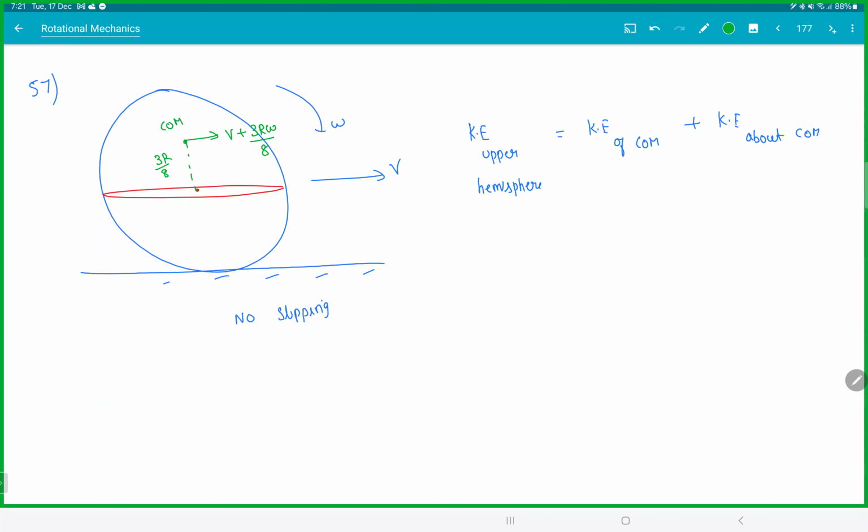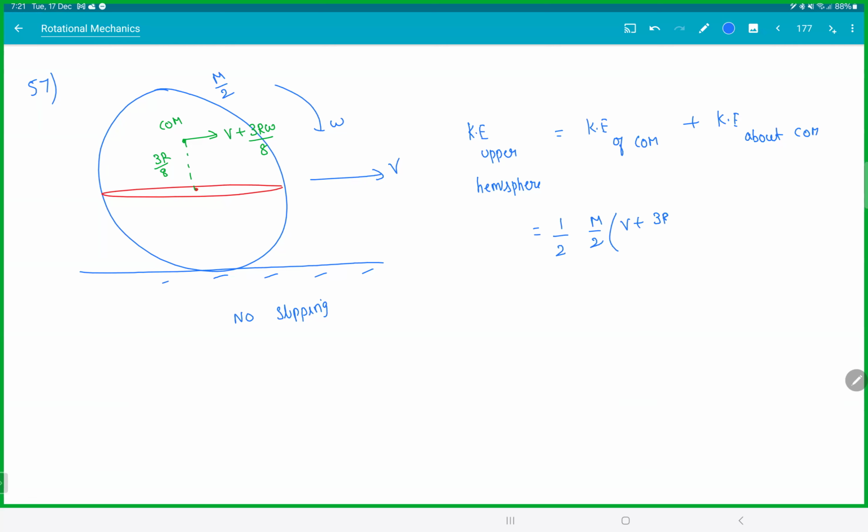Are you getting this? So for the upper hemisphere, the center of mass velocity is 3r omega by 8 plus v. So if you don't know your center of mass formulas, you will be gone. So this would be half. Again, you have to be careful now. Mass has become m by 2. You are taking only half of the hemisphere. M by 2 times (v plus 3r omega by 8) whole square plus half I center of mass omega square.